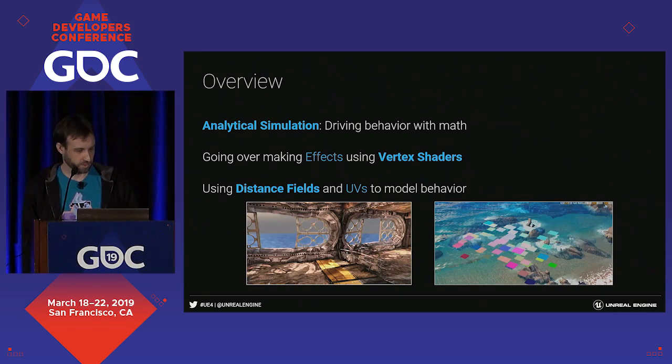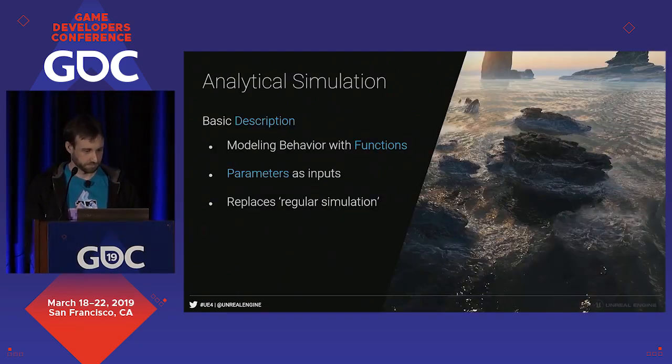And hopefully this will give you guys some insight to start thinking and doing things in a similar way. So an overview of this talk, I'm kind of going to go over the concept of analytical simulation. And that's really just the idea of driving behavior with math as opposed to controlling it on the CPU and always ticking and updating it, for example, like a gravity arc. And that's going to involve doing things on the vertex shaders of materials where possible, and then a lot of ways to modify those effects using information such as distance fields or UV gradients in your materials.